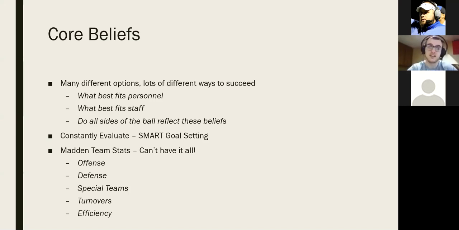So making sure that all sides of the ball reflect your core beliefs is really important. With that, your personnel and staff, you need to put people in positions where they can be fit to do those responsibilities with those core beliefs. And I think this right here is probably one of the most important pieces to having your core beliefs. You constantly need to be able to evaluate, hey, if we're going to be an explosive offense that's going to score incredibly quickly, or we're going to have 40 points a game, we have to set smart goals in order to evaluate whether we're actually achieving that.